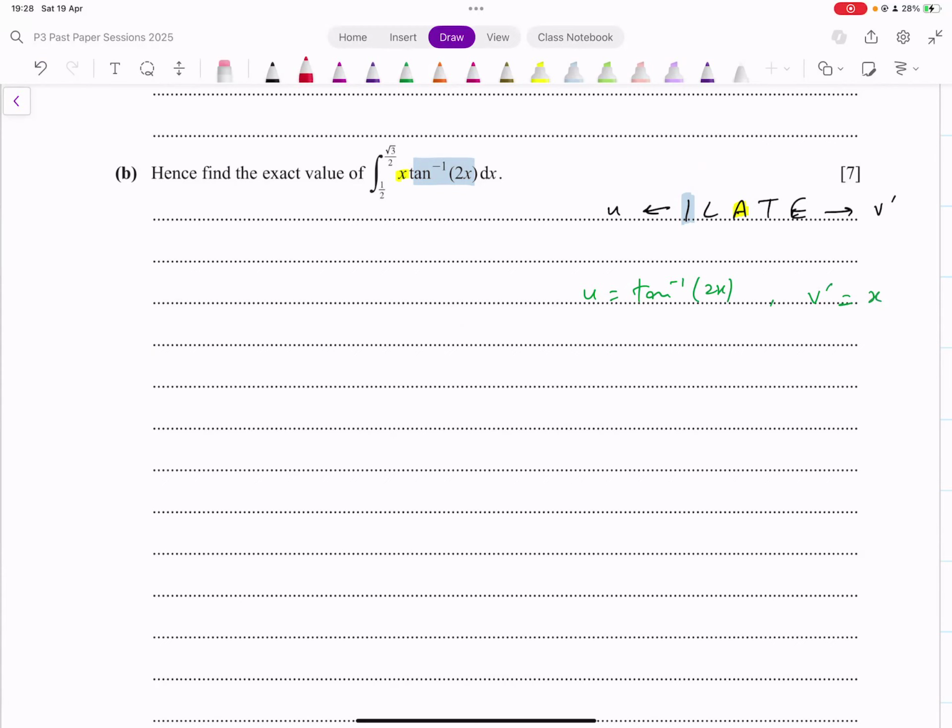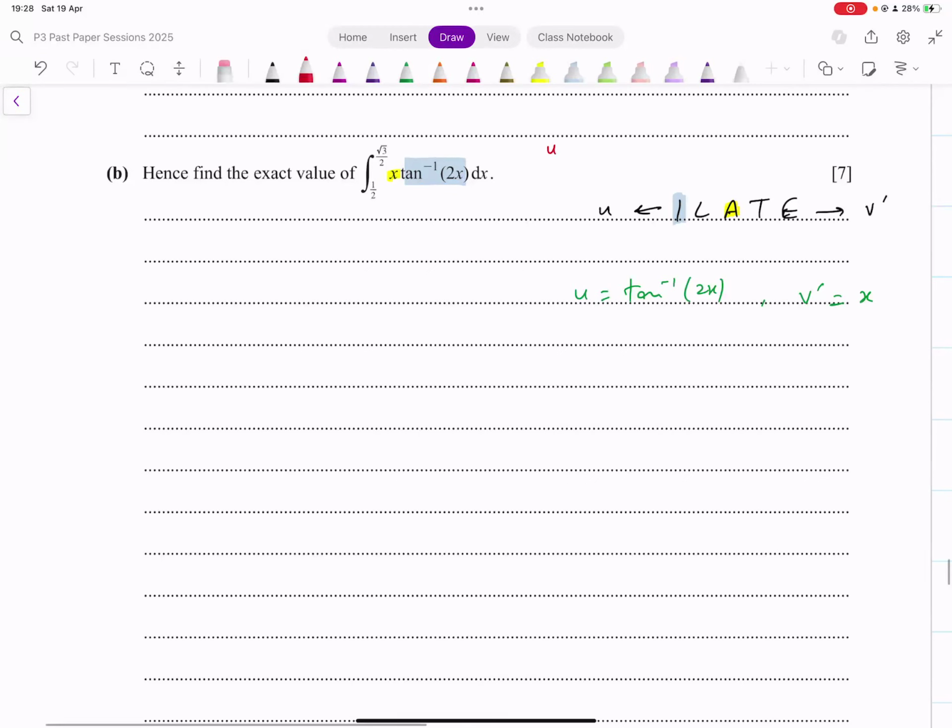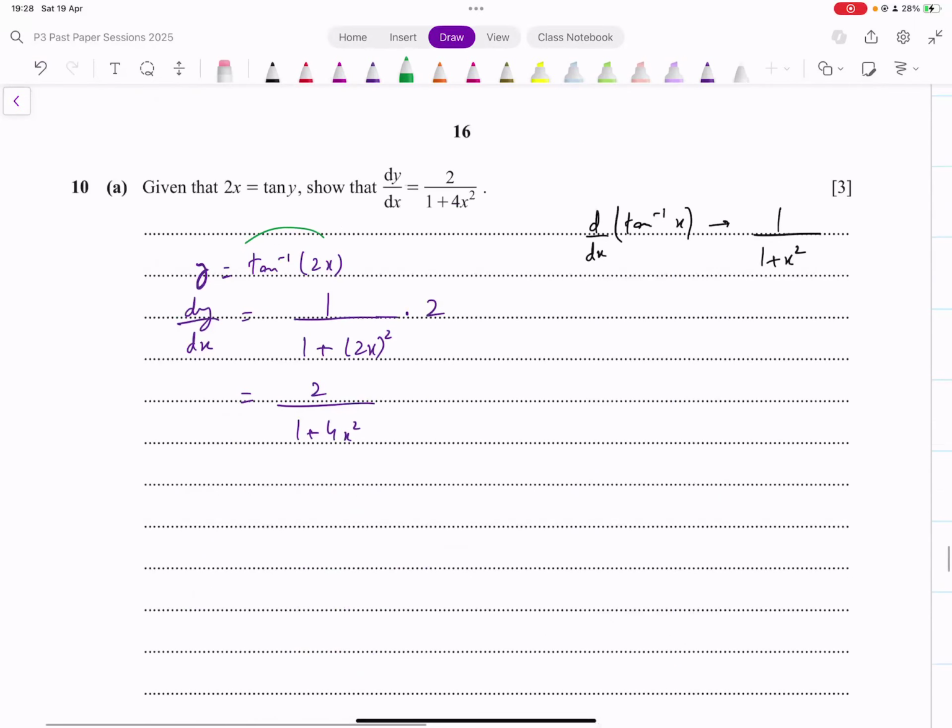Now, what's the formula? The formula is integration of uv dash, that is equal to uv minus integration of u dash v. We just have to input values in this now. Find the derivative of u. We found that in the first part. Derivative of tan inverse of 2x. What's that?